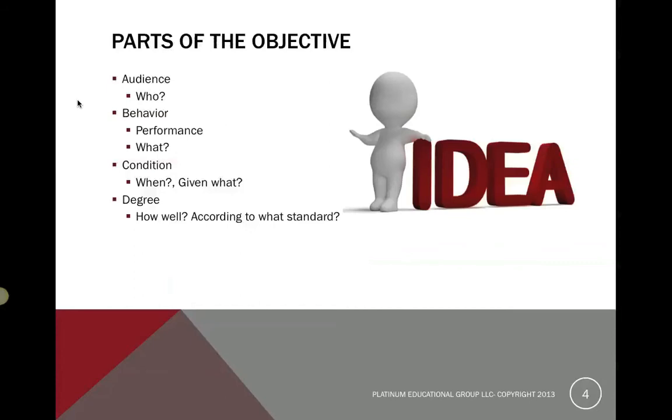Condition is answering the question when or given what. So by the conclusion of the course, the student will be able to. Or given a simulated patient, the student will be able to. And then finally, the degree, part of the objective, identifies how well or according to what standard. So oftentimes students will complain, well, my book says this, whereas if you're going off a different standard based on your question, then their book may not be accurate according to the standard that you're using.